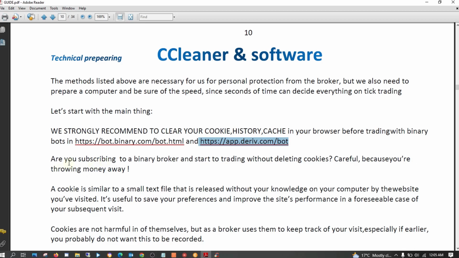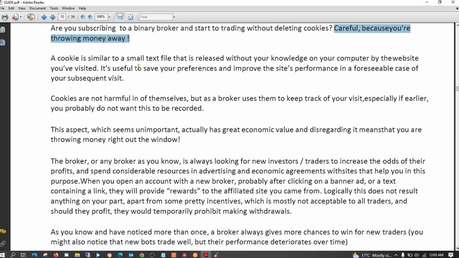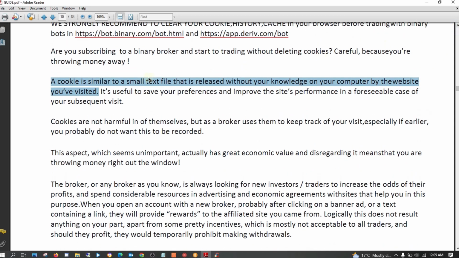So are you subscribing to a binary broker and starting to trade without deleting cookies? Be careful, because you are throwing away your money. You see what I mean here? The cookie is similar to a small text file that is released on your computer, without your knowledge, by the website you visited, okay?